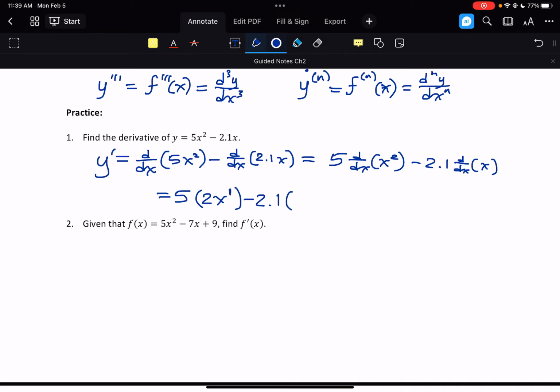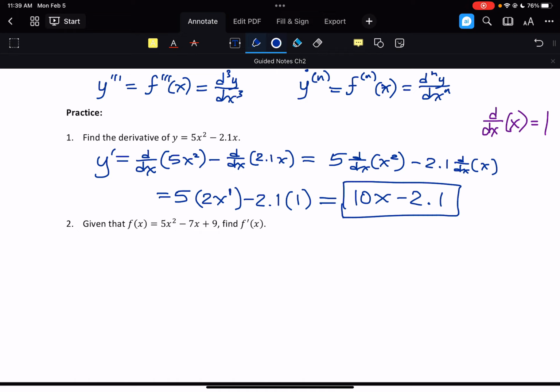This one is a little bit different, but if you think about it in terms of the power rule, this is x to the first. So if we bring down the 1, there's a 1. Subtract 1, we get x to the 0. X to the 0 is just 1. So this actually gives us kind of a nice derivative rule here. The derivative of x is just 1. So you might save that one because that'll come up pretty frequently. So we get 10x minus 2.1 is the derivative of that function.